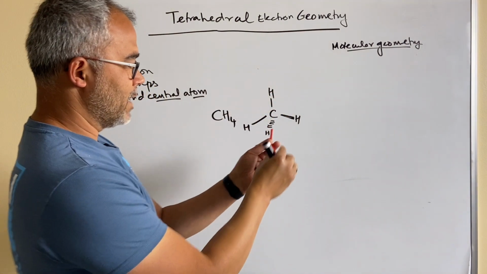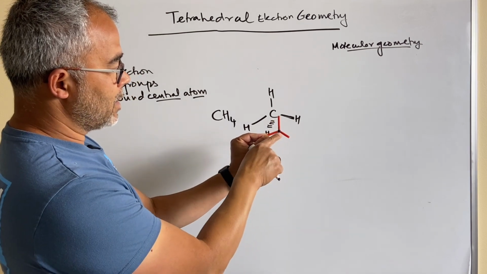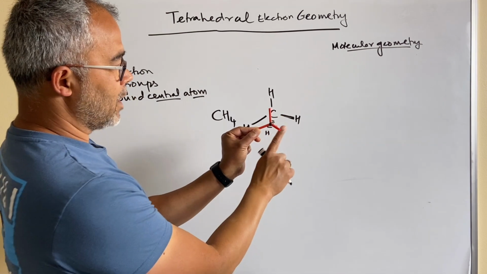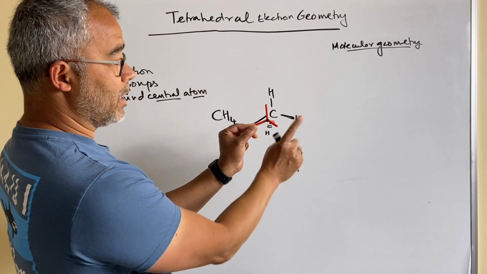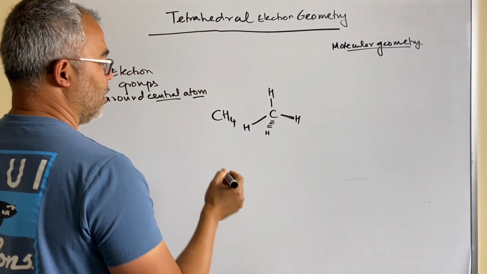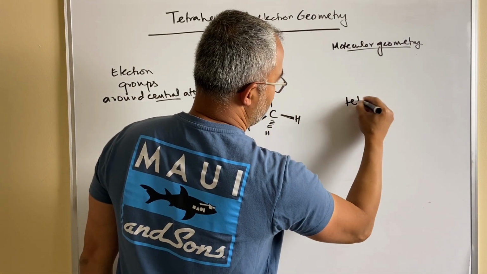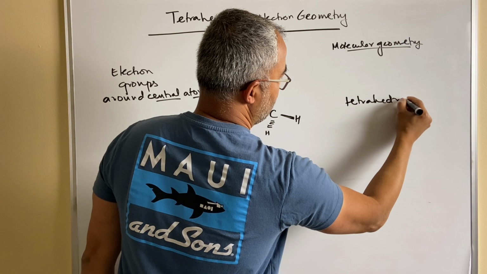So if I take this model out here, that'll kind of look like this, where that hydrogen is coming out towards you, that one's going away from the board, behind the board, and then these two are actually in the plane of the board. All right, so the molecular geometry out here is the same as the electron geometry, so tetrahedral.